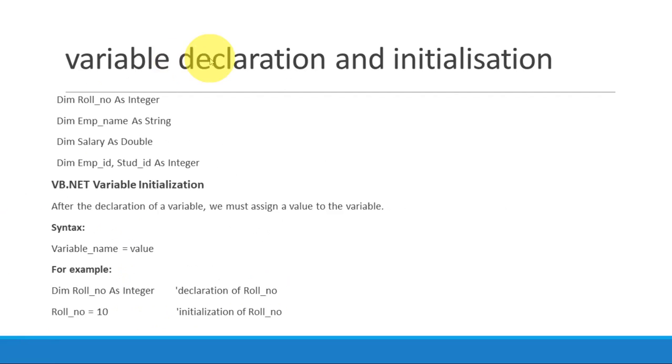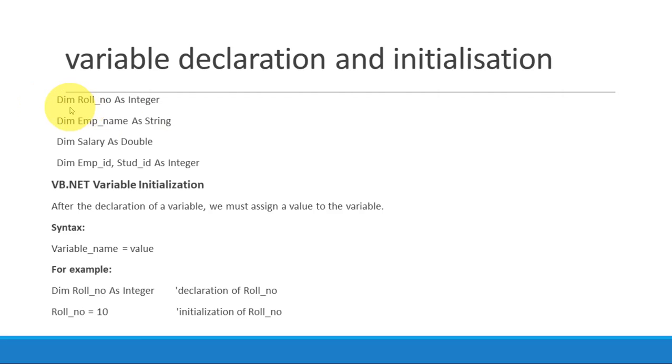Now variable declaration and initialization. We have discussed it before also in the data type, so let's discuss it in the variable also. How do we declare a variable? We declare a variable with Dim. We have seen the syntax also: Dim roll number as integer.